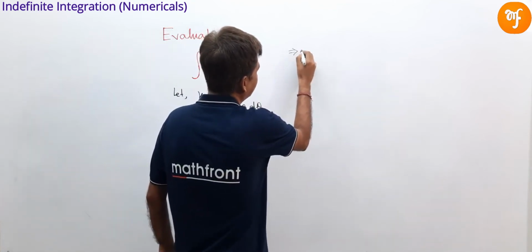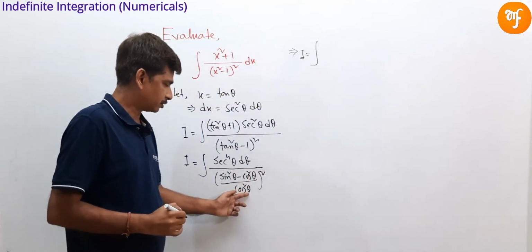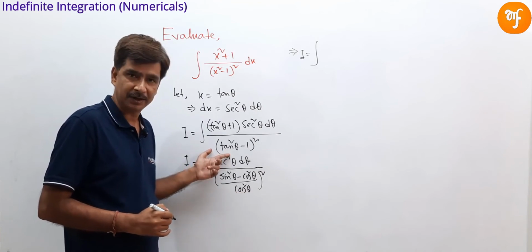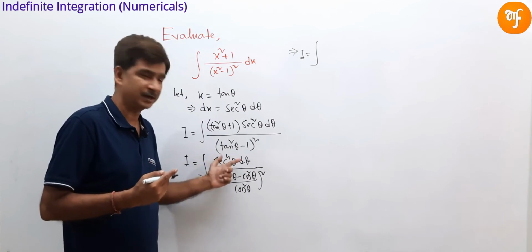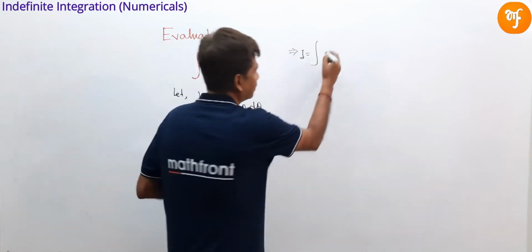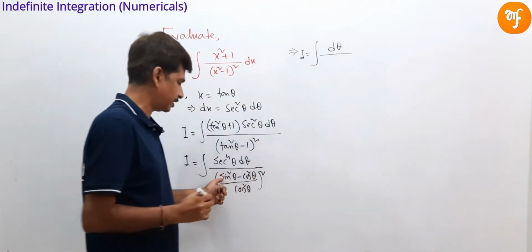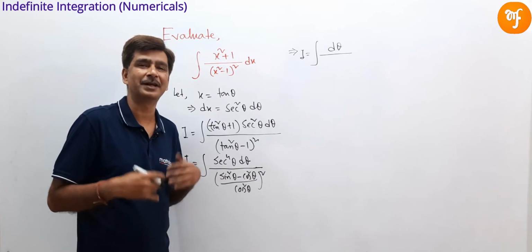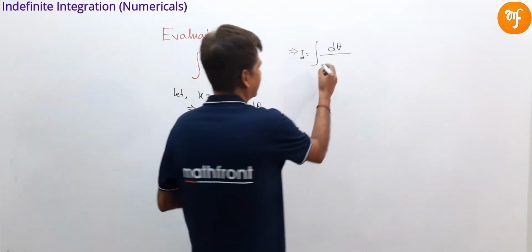So what will be I? I is equal to integration of cos square theta whole square, which is cos to the power 4 theta, and it will come at the numerator. Cos to the power 4 theta into sec to the power 4 theta will be 1, so at the numerator we just write d theta. And at the denominator it is sin square theta minus cos square theta whole square, which can be written as cos square 2 theta. Okay.